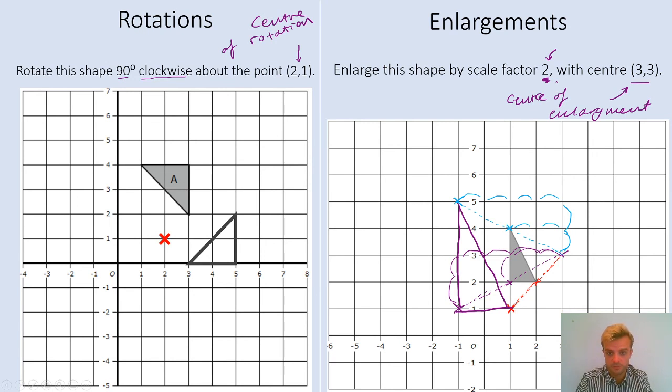So that's all the different types of transformation. There was only one example of each of them, but I hope that's given you an overview of how to execute different transformations. I hope that's helped.